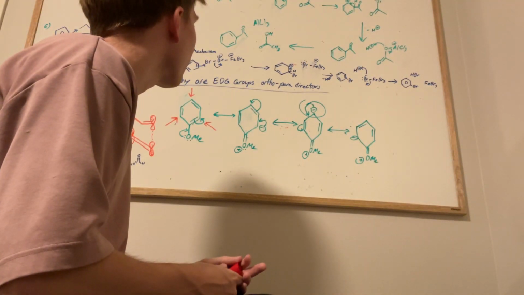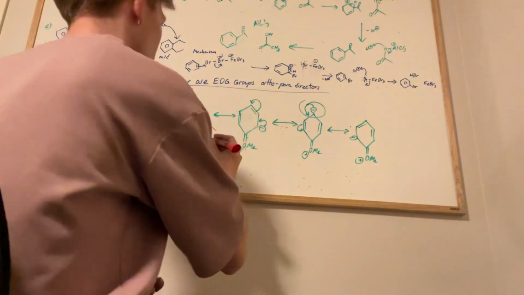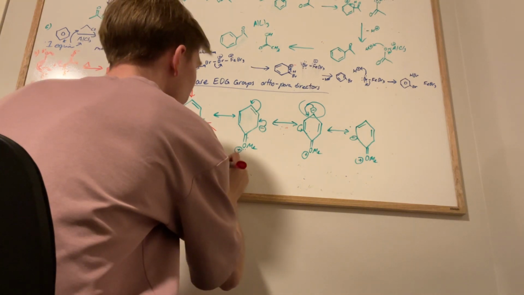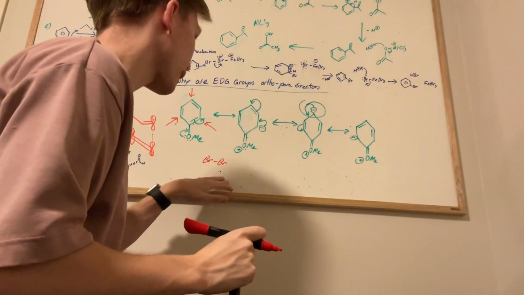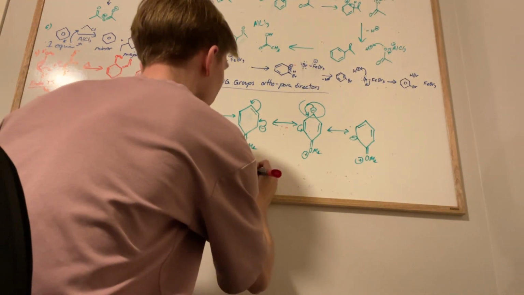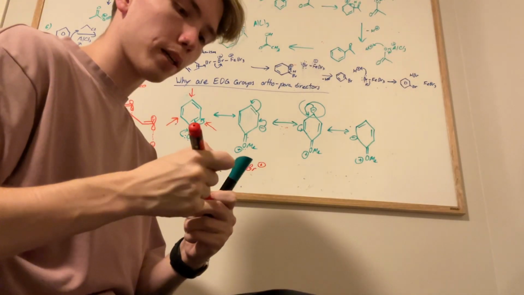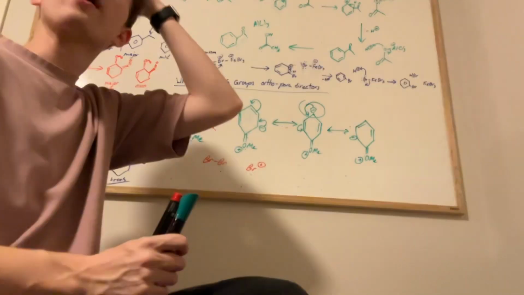Think of your classic electrophiles. Bromine is often an electrophile, and if it's going to react with a benzene, it requires a catalyst. Chlorine too, of course; they have to be ionized to have a positive charge. But that's the gist of why EDG groups are ortho-para directors.